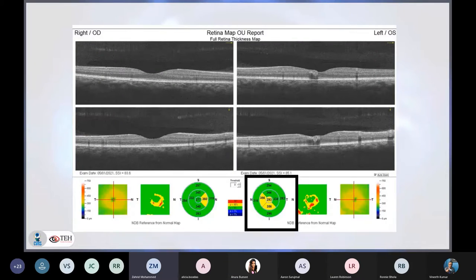If we do a comparison of the retina map between his right and left eyes, you can appreciate the difference between both eyes here a little better, highlighted again by the yellow arrow. And if we look at this area below with the black square, we can see there are changes in three quadrants coinciding with a change in the foveal contour.